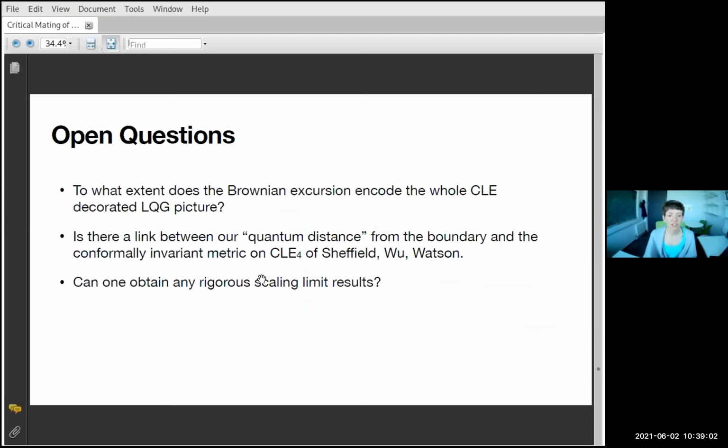Another thing to mention is I mentioned that we can use the height of the Brownian half-plane excursion to define a distance of loops to the boundary in our CLE4 picture. And for those who know about it, there's also another way, a very natural way of defining distance of loops from the boundary, which was introduced by Sheffield, Wu, and Watson. And it's an interesting question to work out if there's an explicit link between those, and we think there is. And the third question is about scaling limit results related to random planar maps.